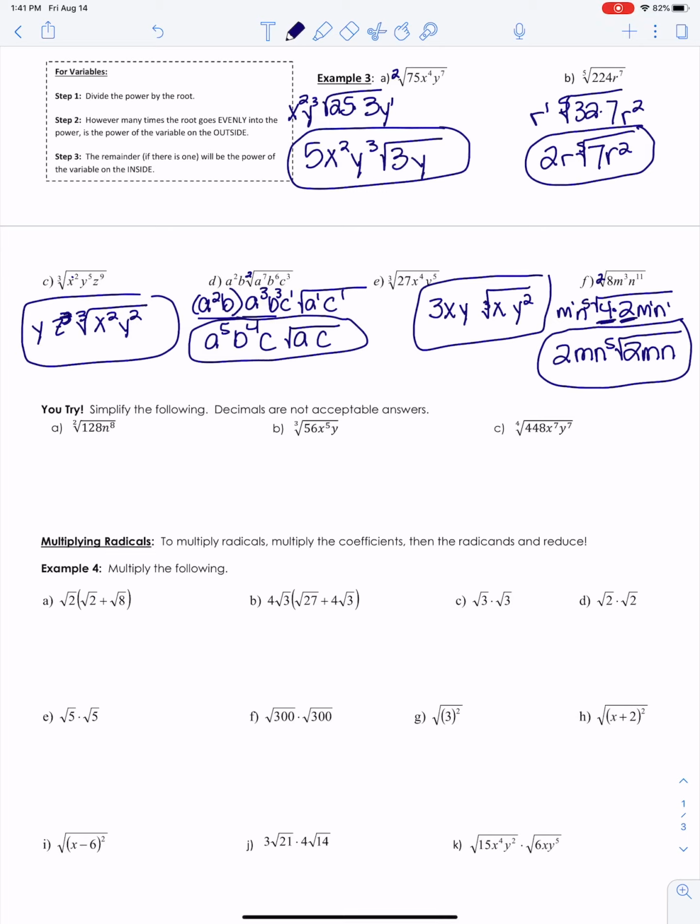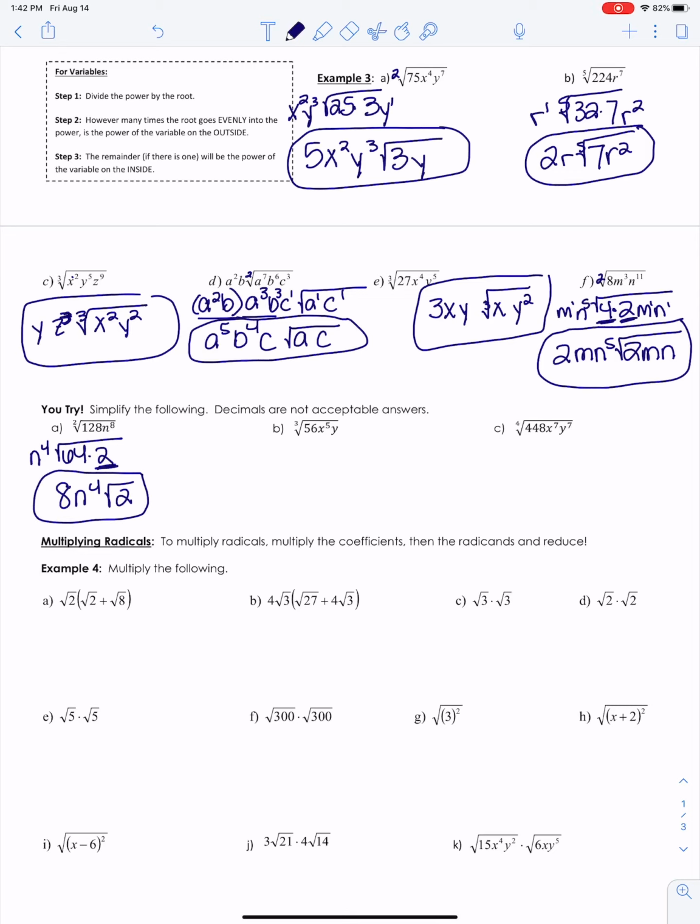Okay, so now we're to the part where you can try these yourself. So I would pause the video, try these, and then play the video to check your answers. So for A, it's a square root. Now, a lot of times you're not going to see that 2 there. I'm not sure why that 2 is there, but it is a square root. So you're trying to figure out perfect squares that go into 128, which is going to be 64, 64 times 2. All right, 2 goes into 8 4 times. Now if I clean this up, the square root of 64 is 8 to the 4th, and then this 2 is not a perfect square. It stays in the radical.